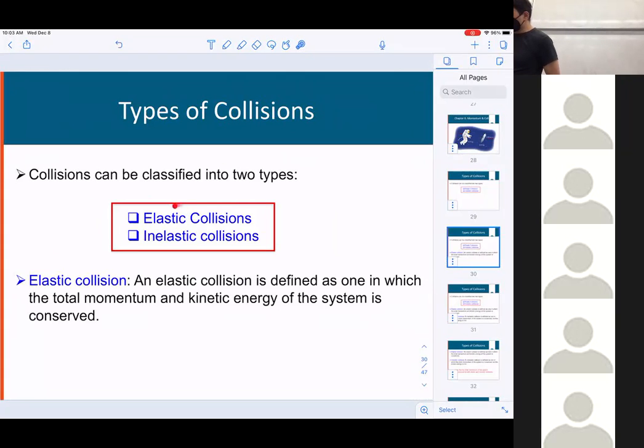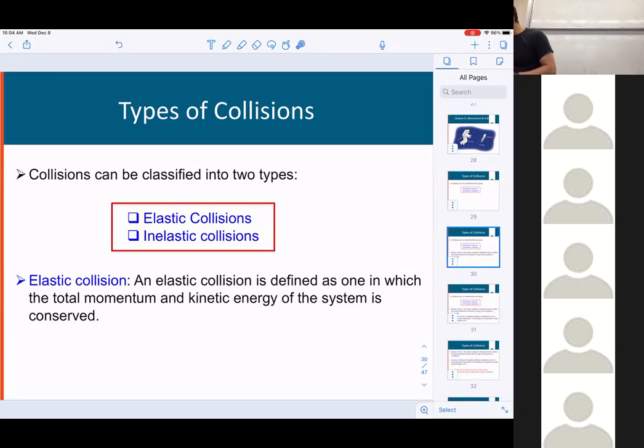But in elastic collisions, there's the additional condition that the total kinetic energy of the system is also conserved. So right before the collision, the two particles may have some total kinetic energy, 1/2 m1 v1 squared plus 1/2 m2 v2 squared. And then after the collision, when they bounce off, they will also have the same total final kinetic energy. Again, the two of them may have different kinetic energies in the end, but their sum will be the same as the sum before.